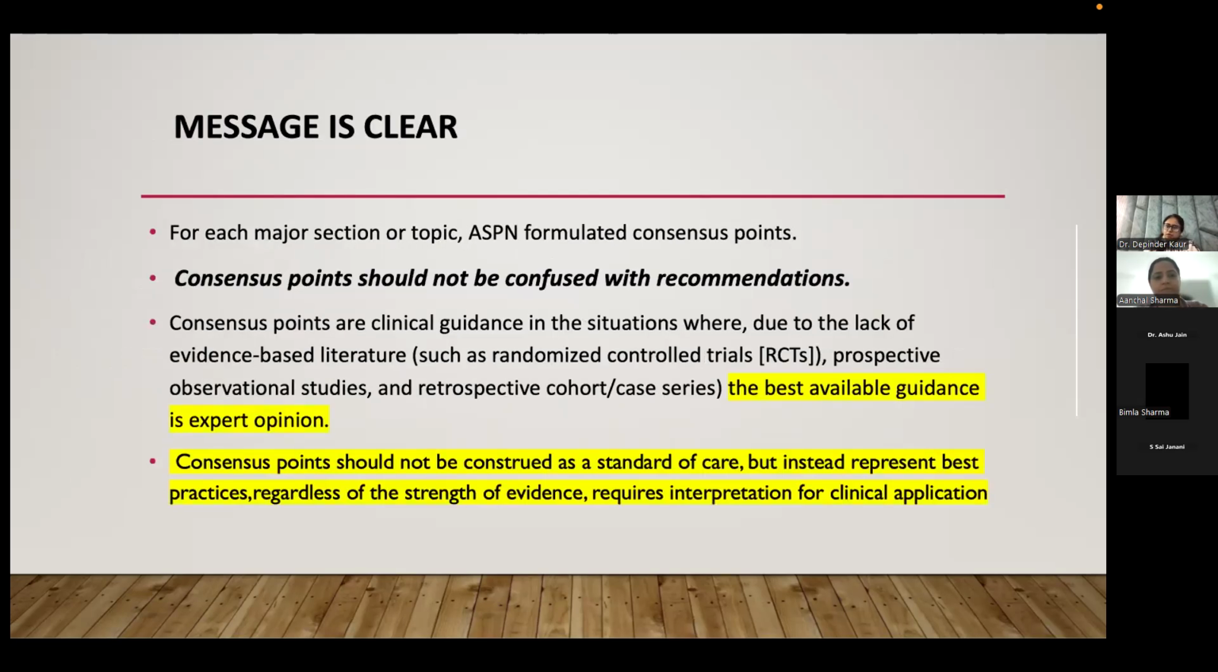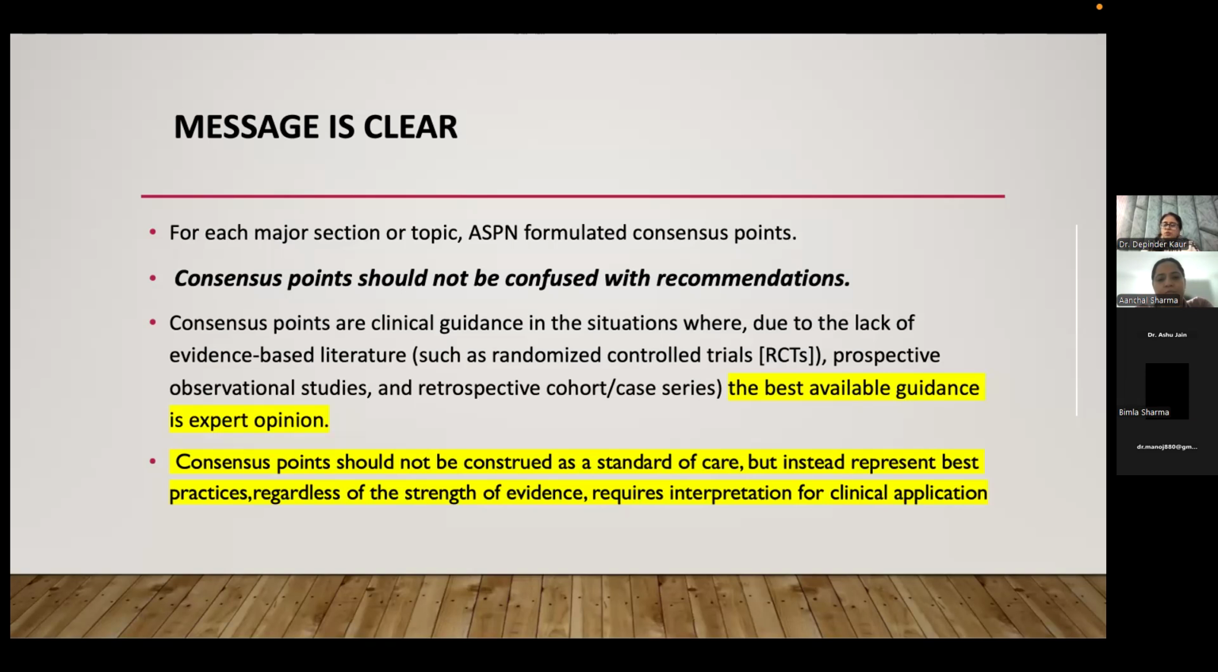So the message is very clear. For each major section or topic, they have formulated consensus points, and these should not be confused with recommendations. So what are these consensus points? They are clinical guidance in situations where we have less literature, a lack of evidence in terms of literature. So the best available guidance is the expert opinion. In our day-to-day practice, we also feel that whenever there is a problem in our judgment, the best available evidence is always the expert opinion. These consensus points should not be construed as a standard of care, rather they should be taken as best practice statements.